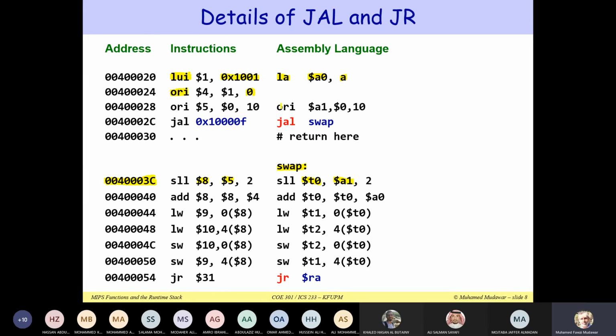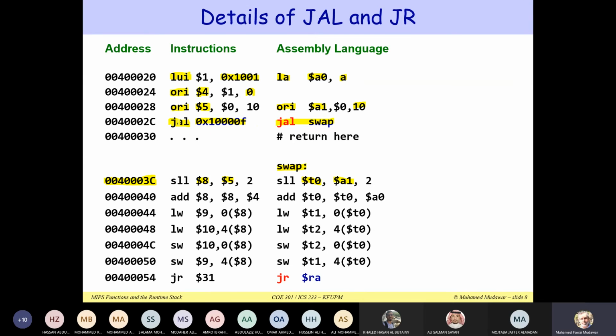After that, I would like to say load immediate. This turns out to be or immediate, to load the constant 10 into register A1. Register A1 is nothing but register 5. Register A0 is nothing but register 4. And I have a jump and link. Notice that it is called jump and link swap. This is how you write it in assembly. But after translating, swap becomes this number.